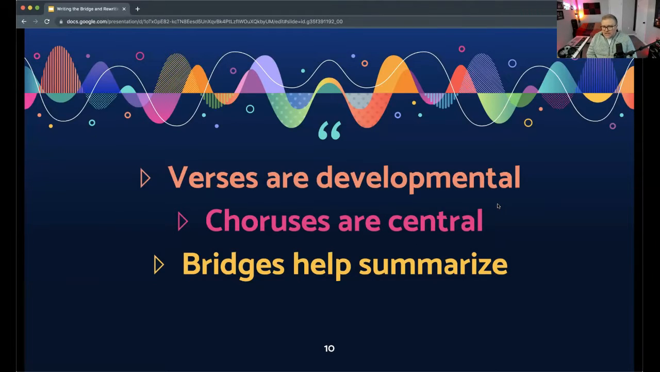Again, verses are developmental. Your choruses are very central, and the bridges are kind of a mix of developmental and summarizing, because in your song, a lot of times a bridge is your last chance to introduce new or build on information, because most of the time, by the time you hit a bridge, the song is probably closer to the end than it is the beginning, usually. So a lot of times it helps to give that last oomph of what sort of emotion or idea that you're trying to communicate.